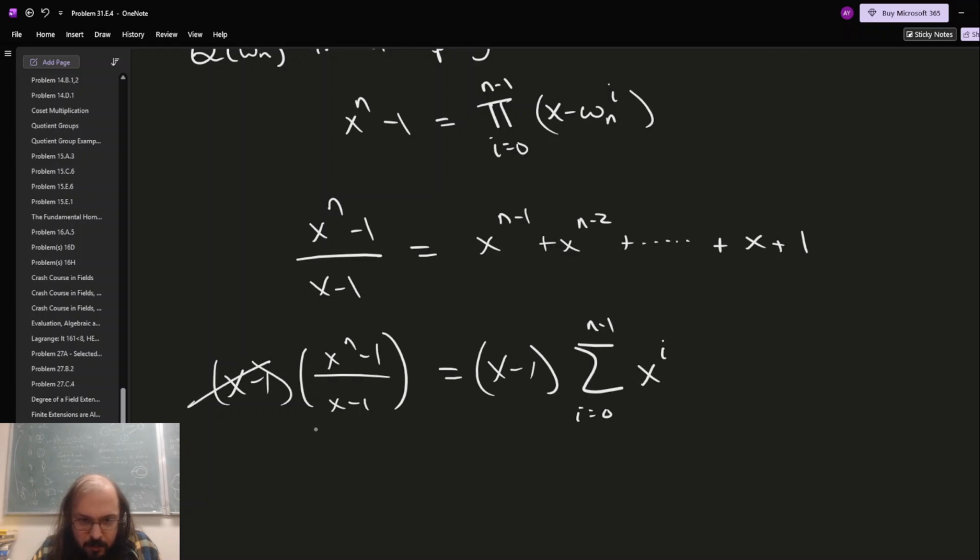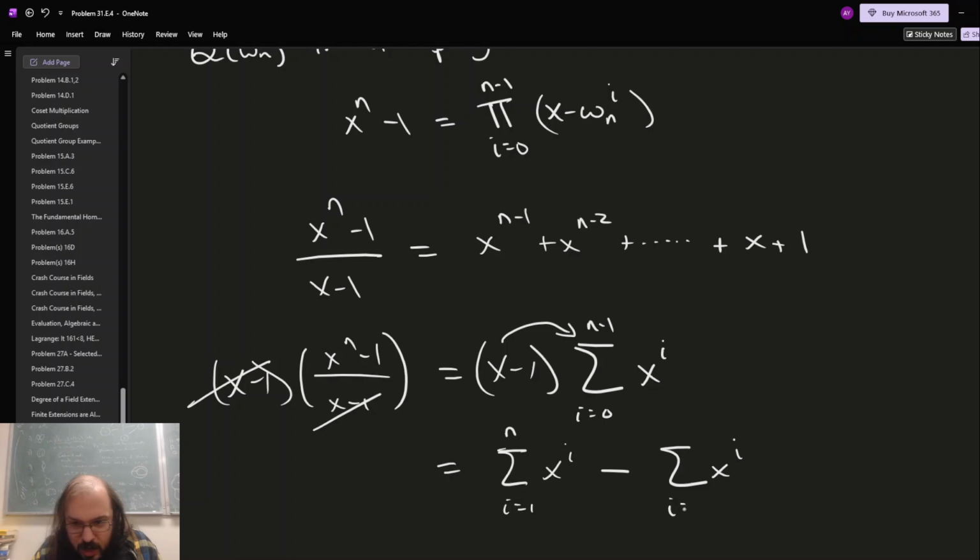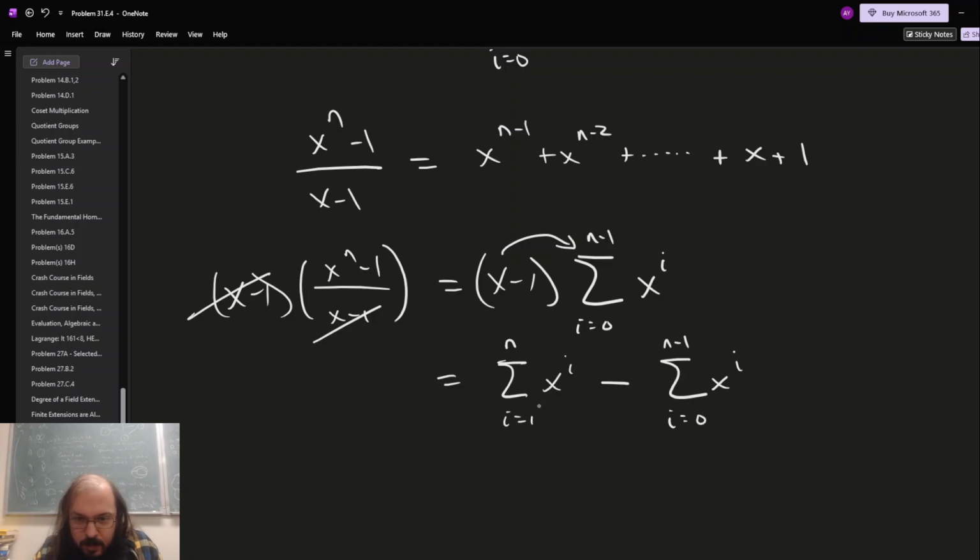Right? These evidently cancel. Over here, when I do x into all of this, I get the sum from i equals 1 to n of x to the i, minus the original thing itself, which is the sum from i equals 0 to n minus 1. And then what you see is these things have a high degree of overlap, right? Everything in here is also in here, except the nth term, and vice versa, except for the 0th term. So this is x to the n minus 1, which is what we wanted.